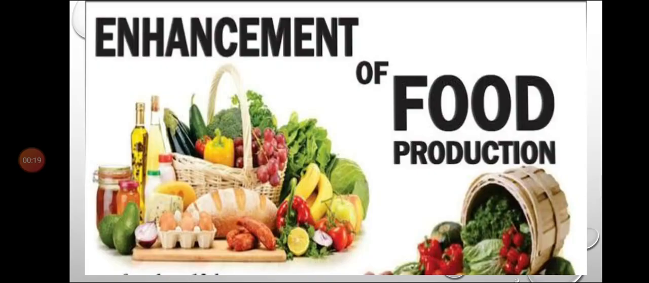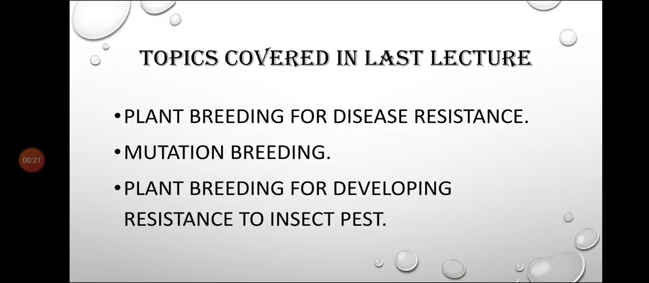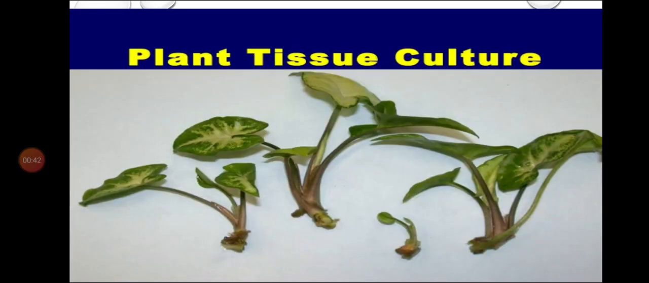So we are studying enhancement of food production. In our last lecture we studied the topics plant breeding for disease resistance, mutation breeding and plant breeding for developing resistance to insect pests. We have studied these three topics in our last lecture. Today we are going to study about plant tissue culture.